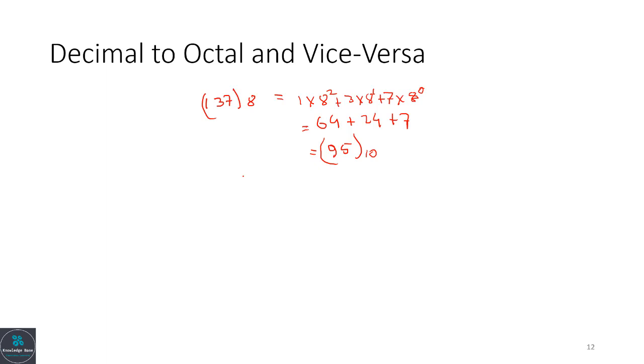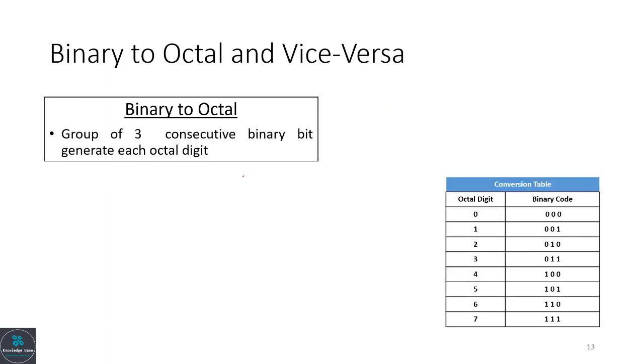Now next we are going to convert a binary number to an octal number and an octal number to a binary number. To convert a binary number to an octal number, we have to group the consecutive 3 binary bits into 1, and this will give me 1 octal digit. We can use this conversion table. So octal digit 0 will be represented by 3 binary bits 000. Similarly, 7 will be represented by the binary bits 111, a group of 3 binary bits.